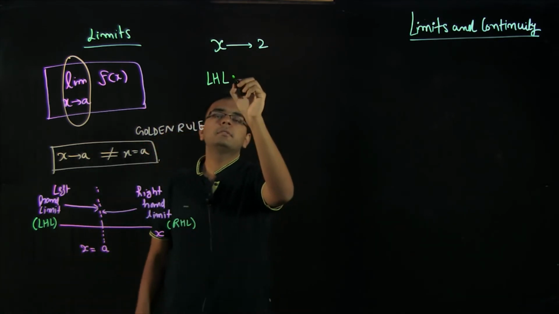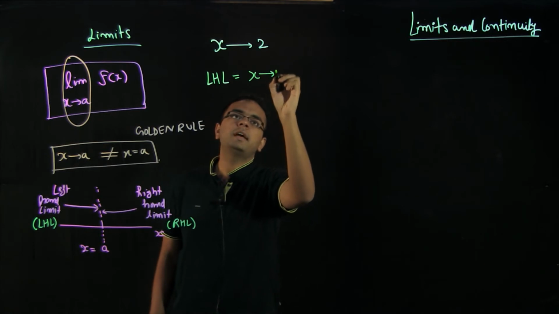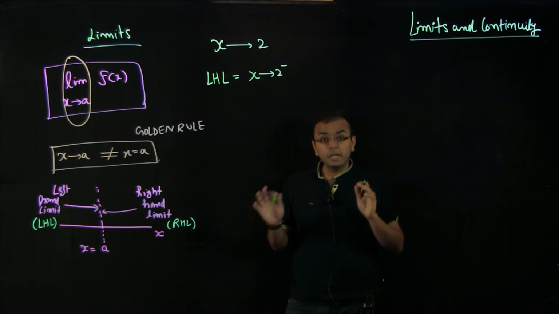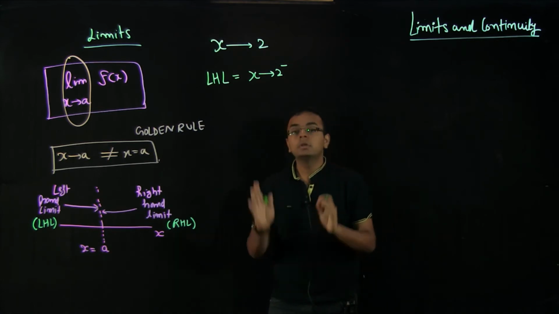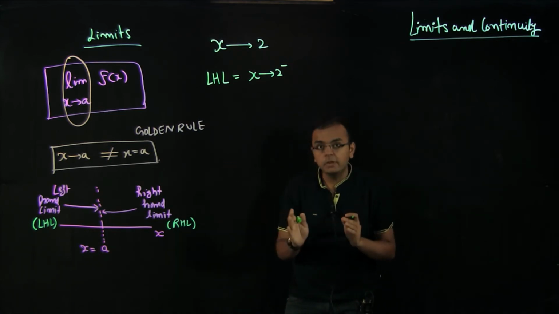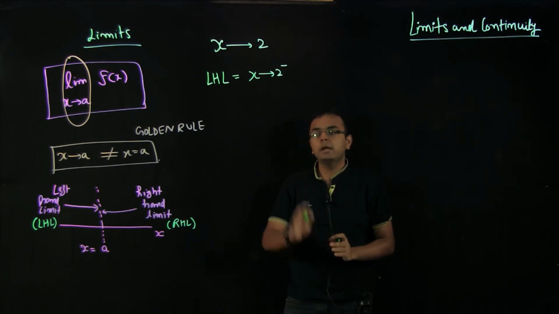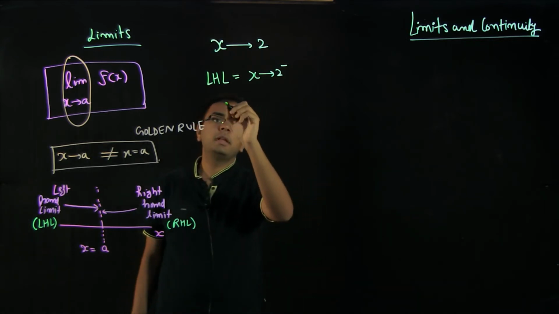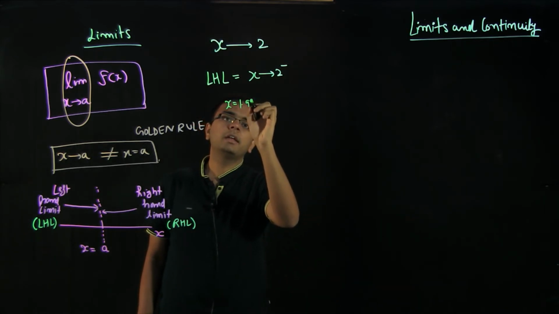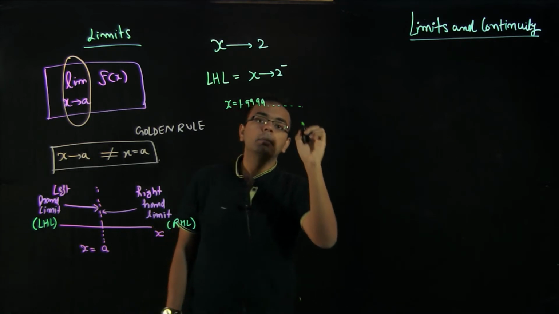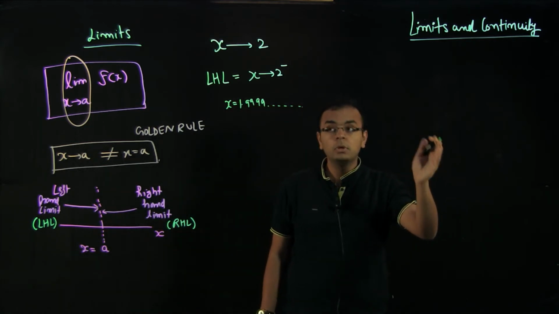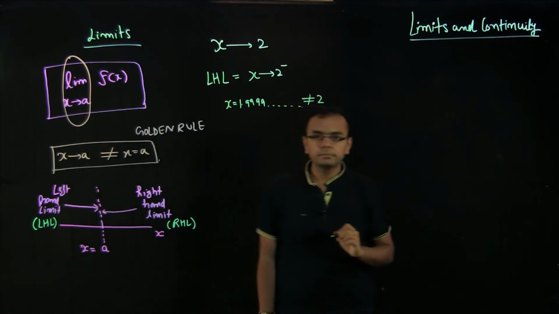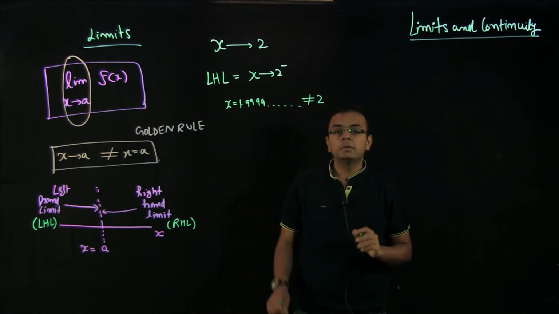So for LHL, by convention we will write x approaches 2 negative, because this is less than 2 but not equal to 2 and very very close to 2. So when we mean limit, we are approaching that value but we are not equal to that value, and in the left hand limit case we are less than that value. So what does that mean? x would be 1.99999 and so on, but it will never be able to reach 2 and hence would not be equal to 2.